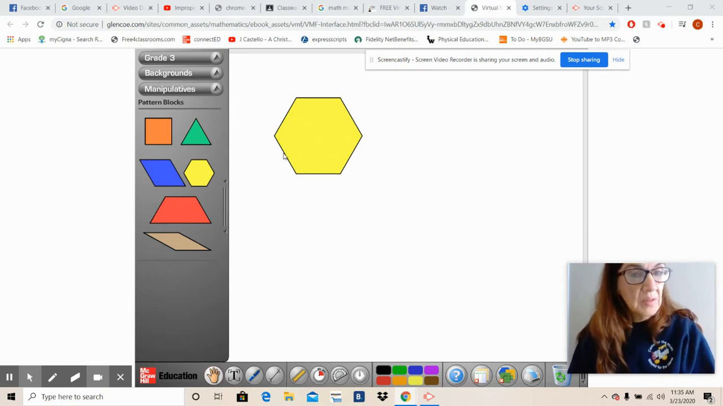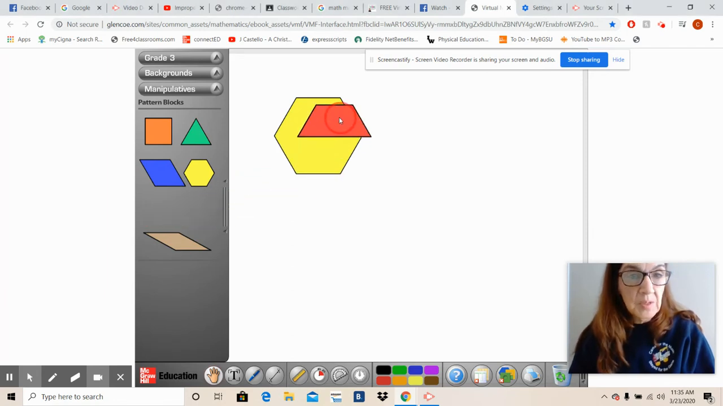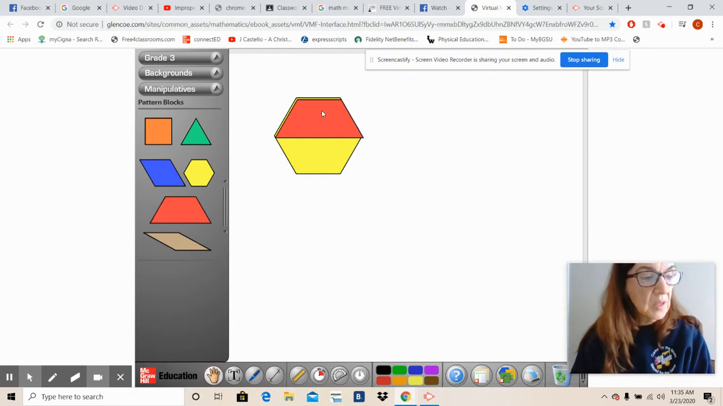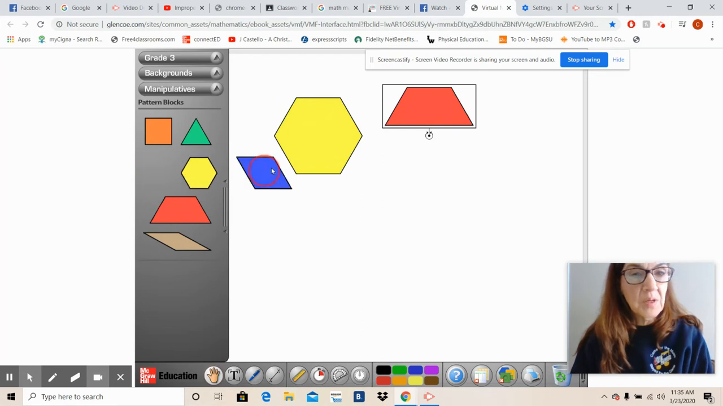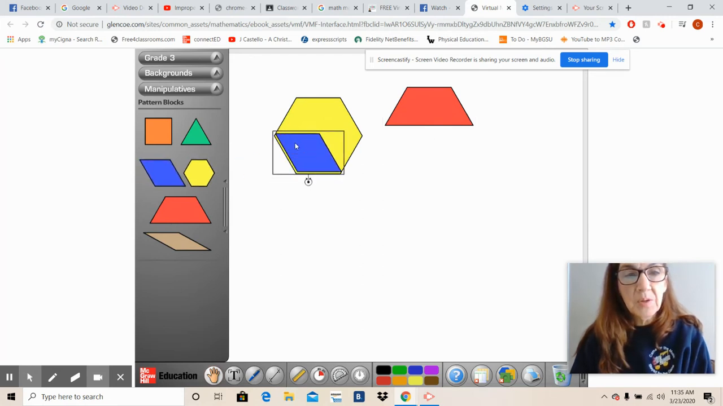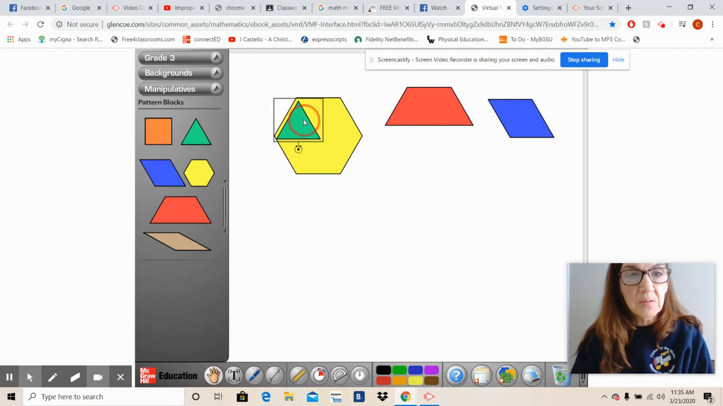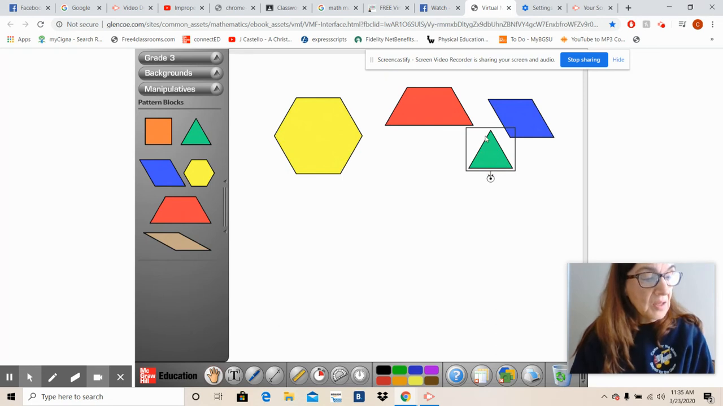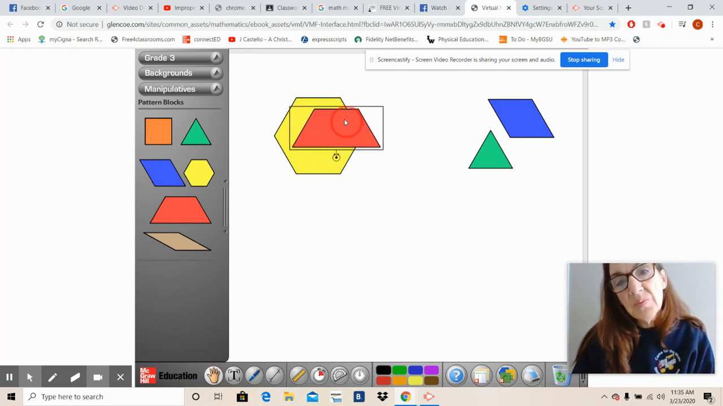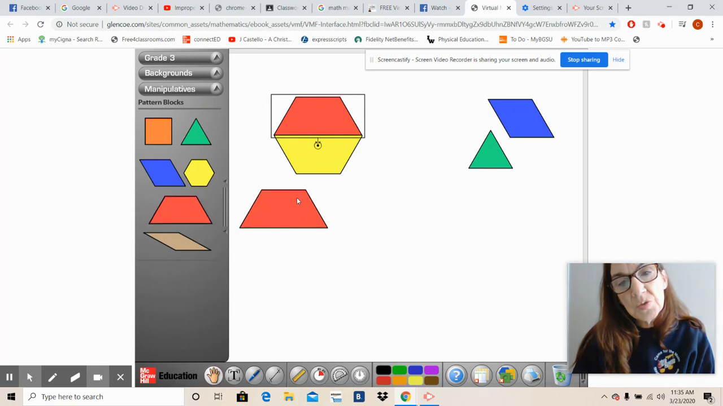What fractional part? Well, if we had, this was one whole piece of cake. So if we had the red trapezoid, what fractional part of the cake was the red trapezoid? 1/2, good job. Okay, what fractional part of the cake was the blue parallelogram? 1/3, on a roll. What fractional part of the cake was the green triangle? 1/6, you're correct. Okay, so how much of the cake would we have if we had 2 trapezoids?